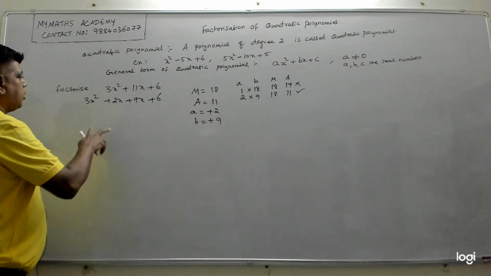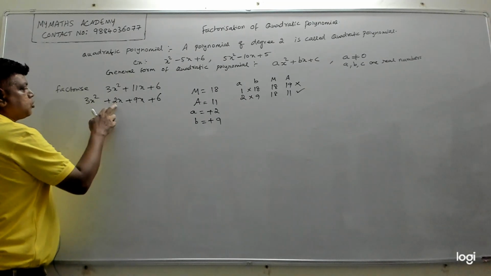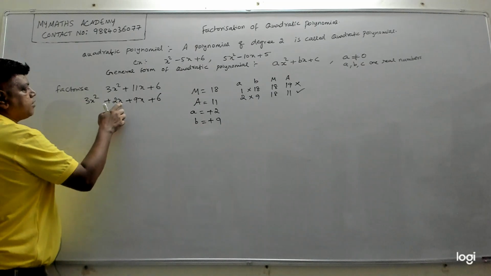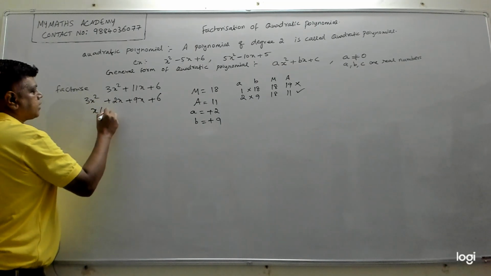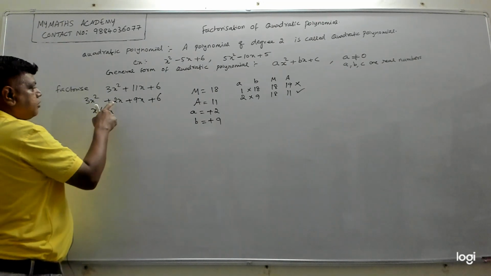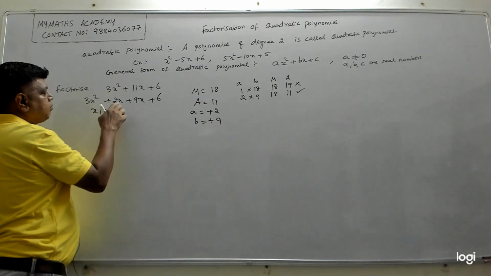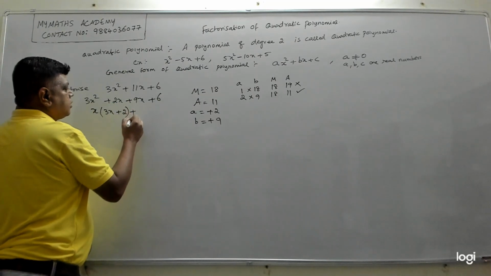Clear? Now in these two, what is common? This is 3, this is 2. Number, nothing is common. X square, this is x, so x is common. If I take x common, my 3x square will become 3x, because I have taken 1x out. Again in this 2x, if x is taken out, I will have plus 2. Close. Now plus.